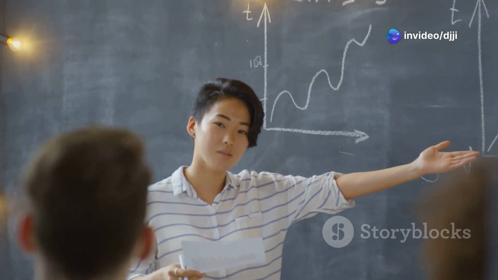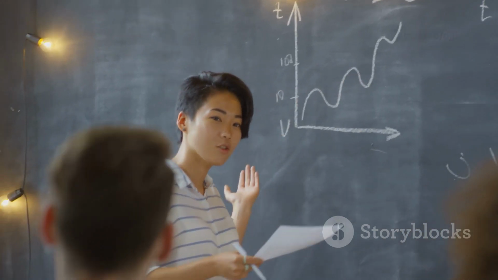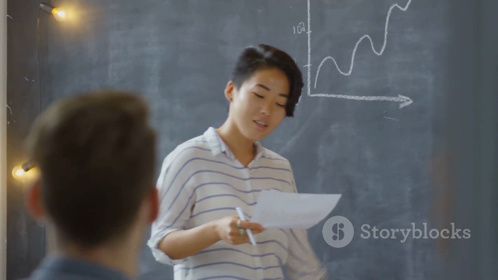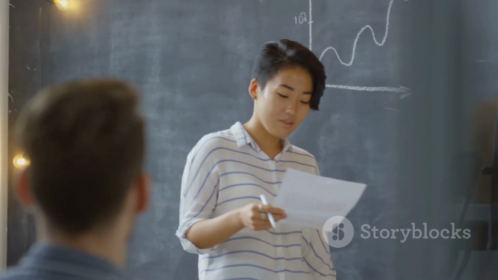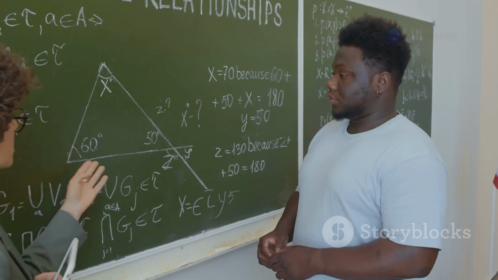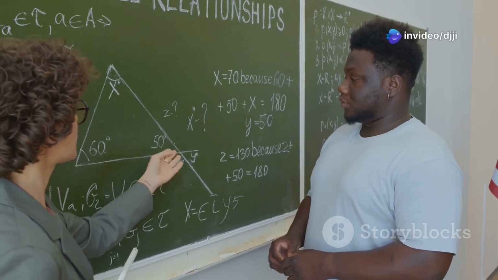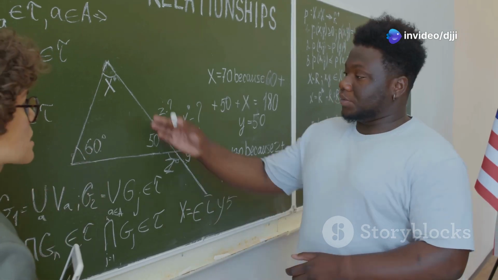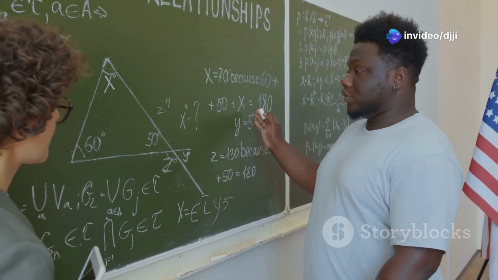The vertex is the turning point of the parabola, and it can be either a minimum for upwards opening parabolas, or a maximum for downwards opening parabolas. The axis of symmetry is a vertical line that passes through the vertex, dividing the parabola into two symmetrical halves.